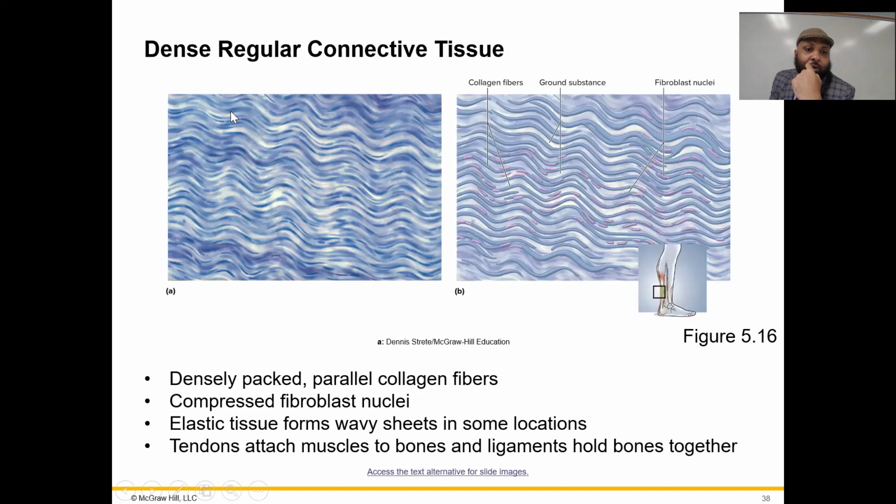So this shows you one form of connective tissue, and this is the dense regular connective tissue. It is densely packed, parallel collagen fibers. These are compressed fibroblast nuclei, and the elastic tissue forms wavy sheets in some locations. The tendons attach the muscles to the bones, and the ligaments hold the bones together.